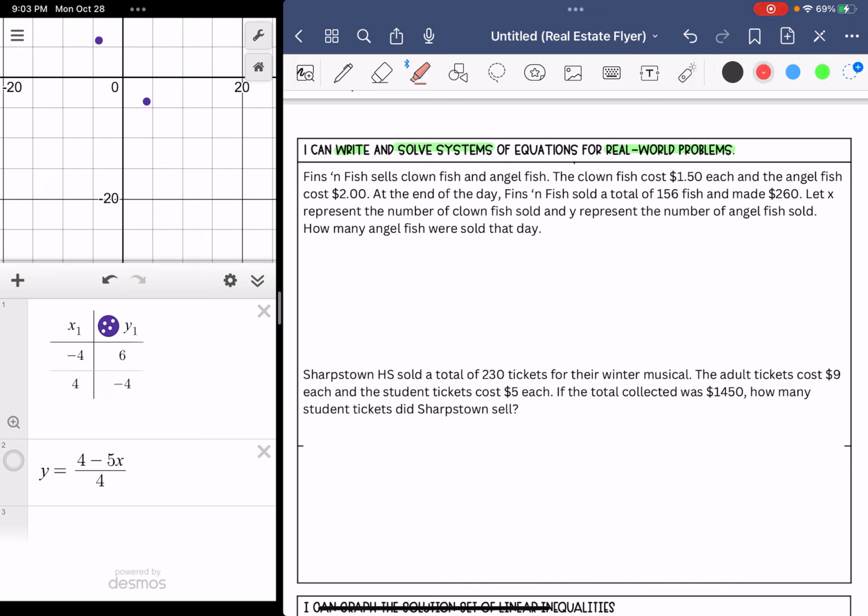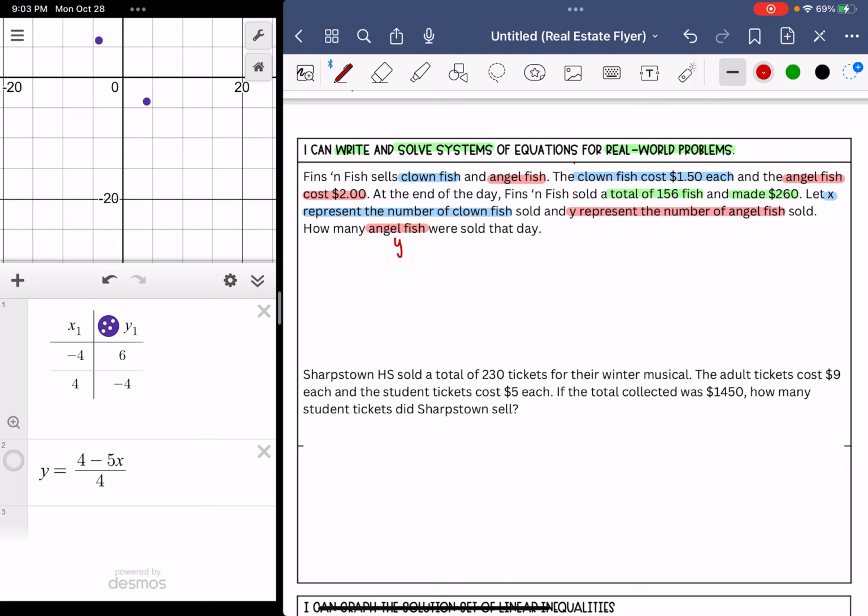It says, Fish and Fins sells clownfish and angelfish. The clownfish cost $1.50 each, and the angelfish costs $2. At the end of the day, Fish and Fins sold a total of 156 fish and made $260. Let X represent the number of clownfish and Y represent the number of angelfish. How many angelfish, so that was our letter Y, were sold that day?